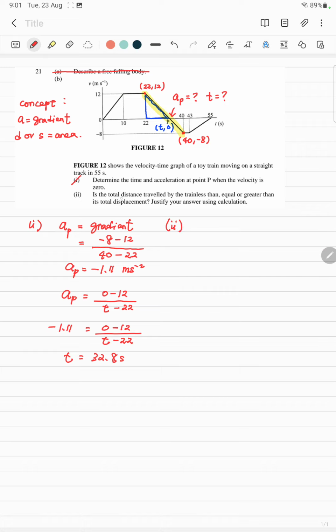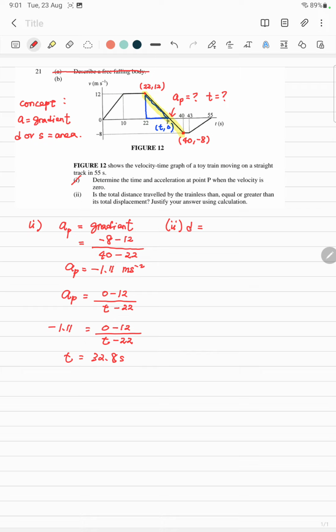Then question 2. Question 2 is: is the total distance traveled by the train less than, equal or greater than its displacement? Justify your answer using calculations. So by doing calculation, we have to compare whether our total distance is greater than, equal or less than the displacement. So we have to calculate the total distance and also the displacement.